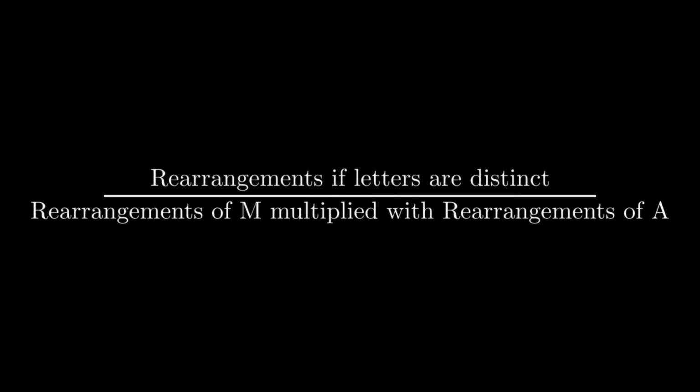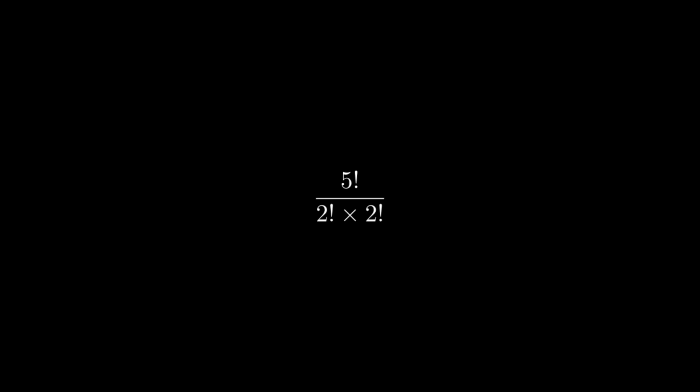Thus, to correctly count the number of permutations of these letters without counting duplicates, we just need to find the quotient when we count the number of ways of rearranging the letters as if they were all distinct, and divide them by the number of ways to rearrange the duplicated m's and a's. This gives a total of 5 factorial divided by 2 factorial times 2 factorial. And if we just compute this out, we're going to get 120 divided by 2 times 2, or a total of 30 different rearrangements for the letters in the word gamma.